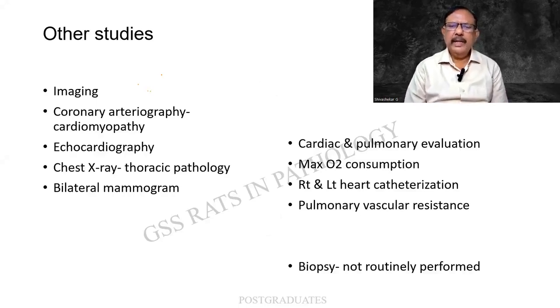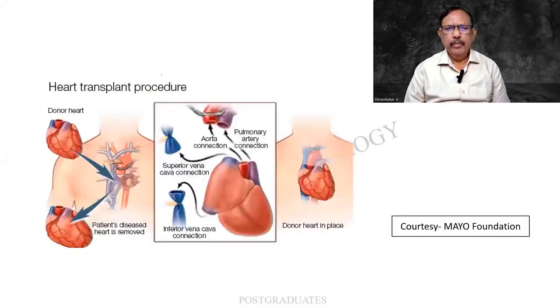And in the heart, there can be the other studies which include imaging. Under that, you have got the arteriography, echocardiography, the chest X-ray, thoracic pathology, and bilateral mammogram also are included. Also, there is a cardiac and pulmonary evaluation for which the oxygen consumption, followed by the right and left heart catheterization, and also monitoring the vascular resistance. Biopsy, here it is said that it is not usually performed, but there are some schools of thought which say about 4 biopsies are the most. 4, it is not core, can be performed.